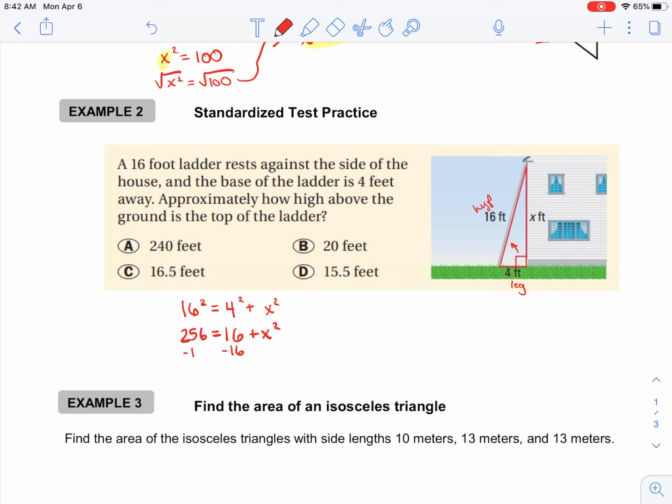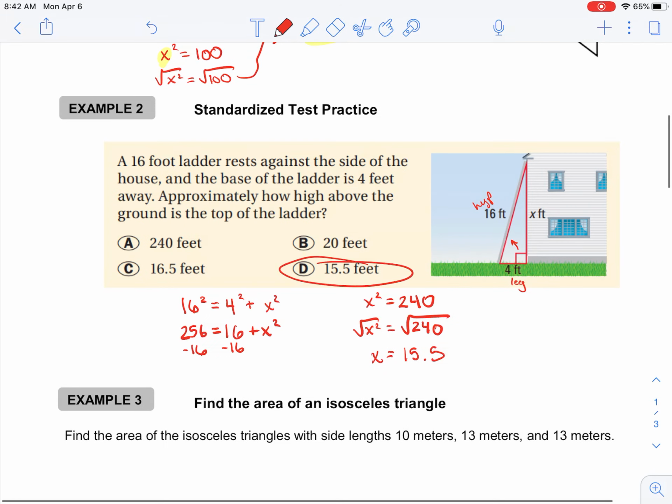I'm going to subtract 16 from both sides. So we'll have x squared equals 240. So then we have to take the square root of both sides. Don't forget that step. So the square root of 240, hold on here, 240, square root would be, and it's a decimal, that's fine. We can just round, it's 15.49, but we'll round that to 15.5. So our answer is D. And that answer should be less than our hypotenuse, so that makes sense.